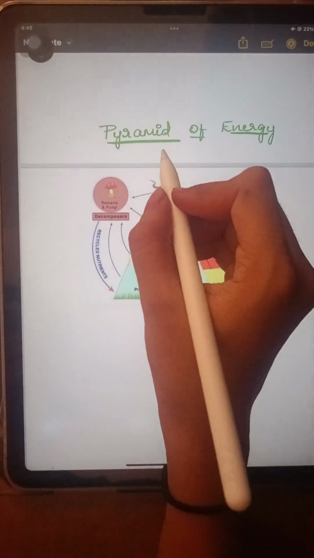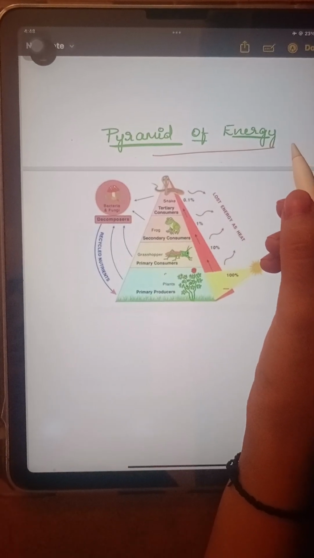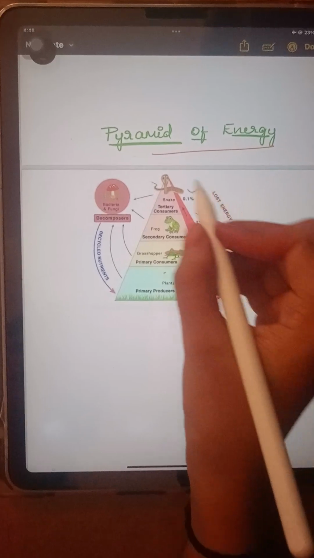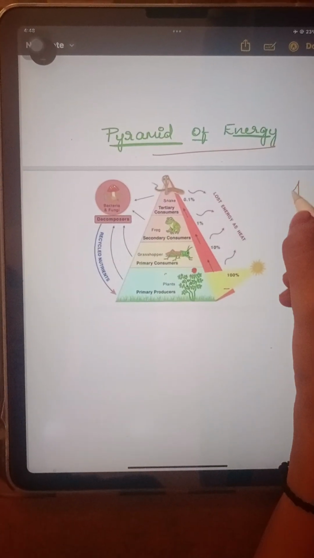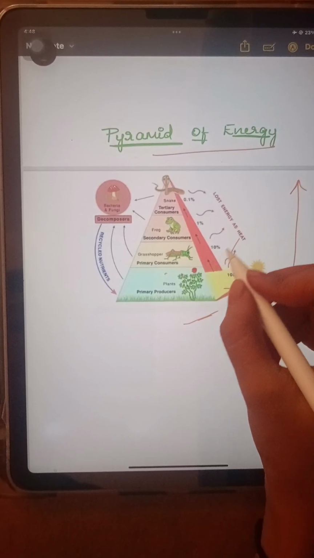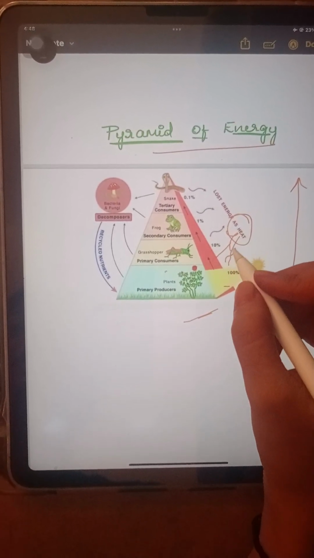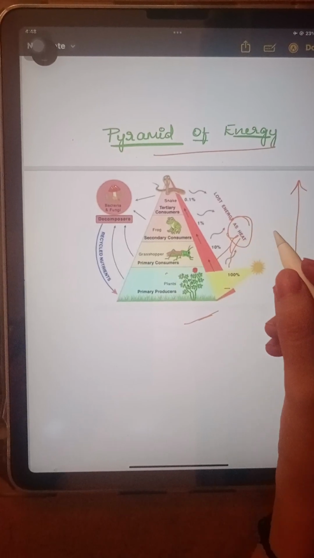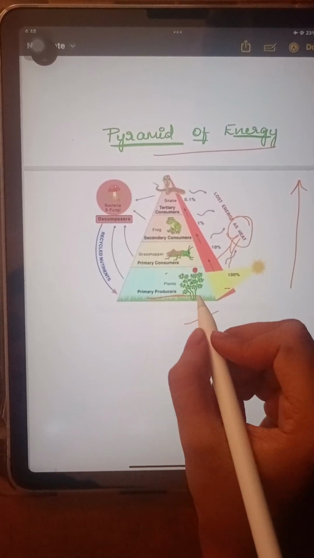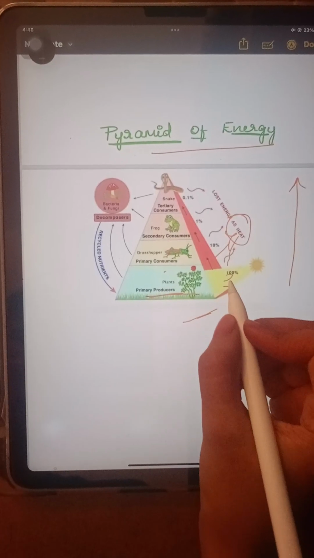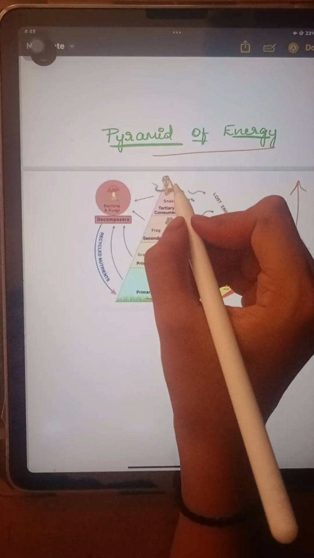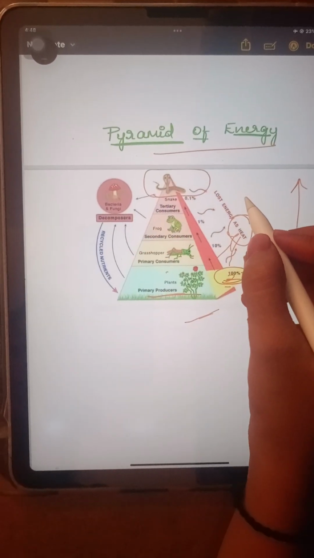First type, that is pyramid of energy. The pyramid of energy describes the overall nature of the ecosystem. During the flow of energy from one organism to another, there is a considerable loss of energy in the form of heat and respiration. For the primary producers like autotrophs, there is more energy. Here you can see it is 100%. The least energy is available in the tertiary level.